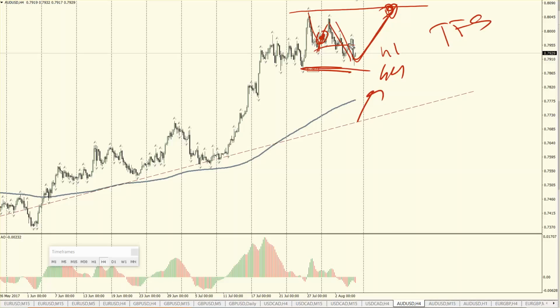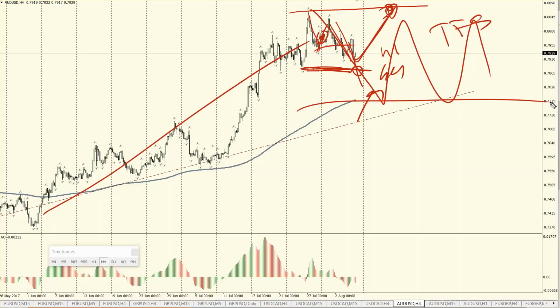If we go down here and break through this pivot, then the whole H4 trend will stop for me, and we will come back into a flat phase of H4. We'll see what will happen on Monday, and so that's the idea. That's the strategic direction for Australian dollar.